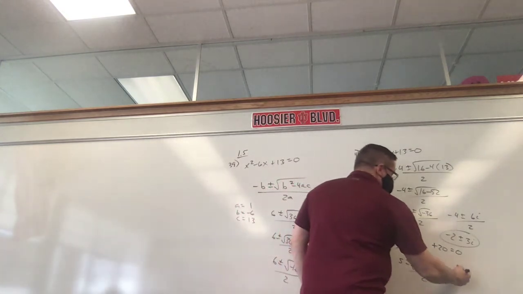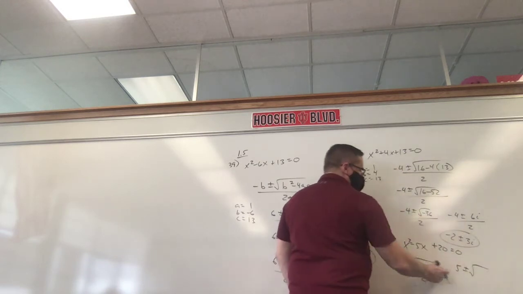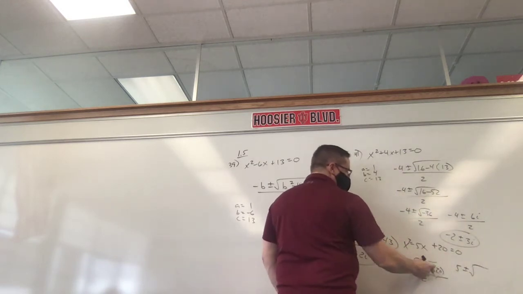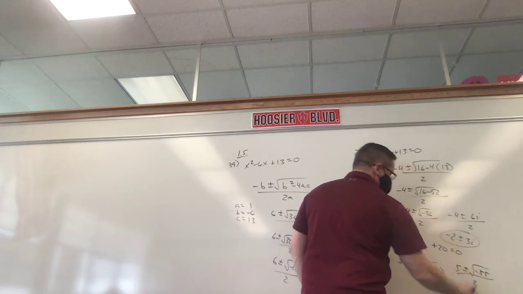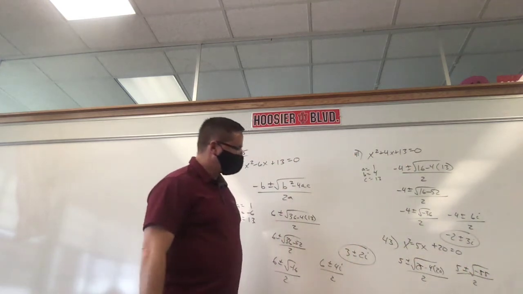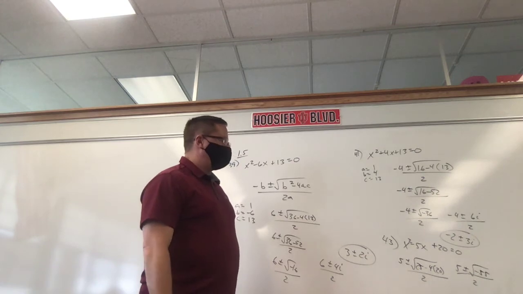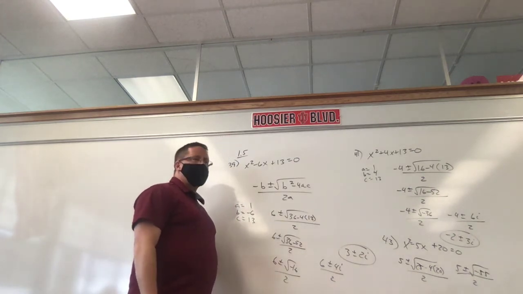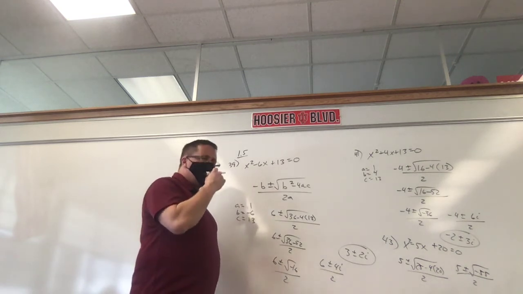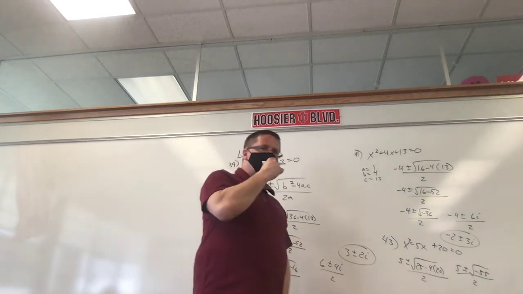So 5 plus or minus, I'm going to skip a step here. 4 times 20 is 80. 25 minus 80 is negative 55 over 2. We know it's going to be imaginary because there's a negative inside the radical. 55 is not a square. Anybody know what square goes into 55 besides 1?